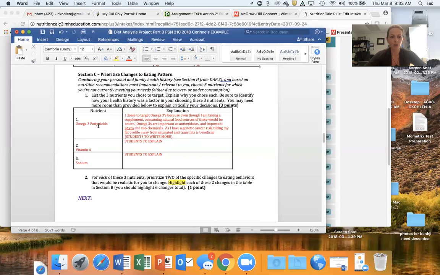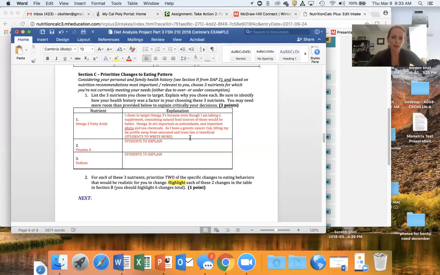And so I chose omega-3, vitamin A, and sodium. Omega-3 and vitamin A were both things I underconsumed. Sodium was something I overconsumed. And then I chose omega-3 because even though I'm taking a supplement, consuming natural food sources would be better.